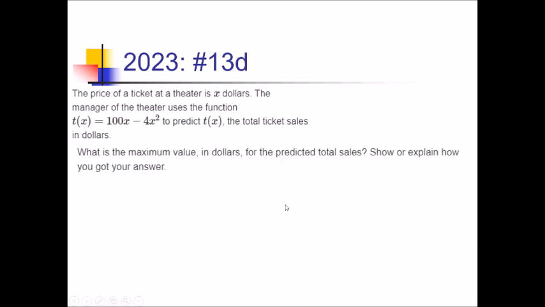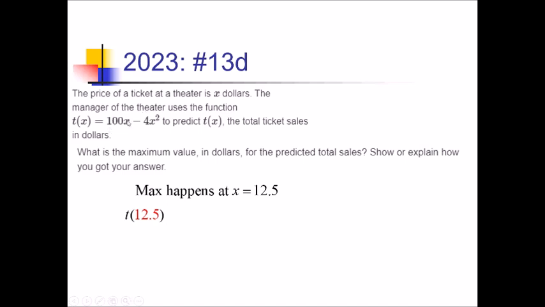For the final boss battle on this question, they want the maximum value in dollars for the predicted sales, and then show or explain how we got it. So now the good news is we know the maximizing price for tickets that will give us the maximum value for sales. We found that in Part C. Remember, that was $12.50. So if we know the max happens when x equals 12.5, we can just plug 12.5 into the t function in order to figure out what the maximum actual value of sales is. So we're doing t of 12.5.